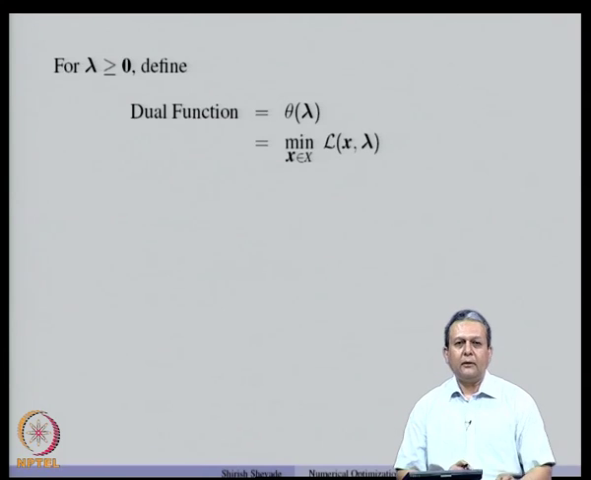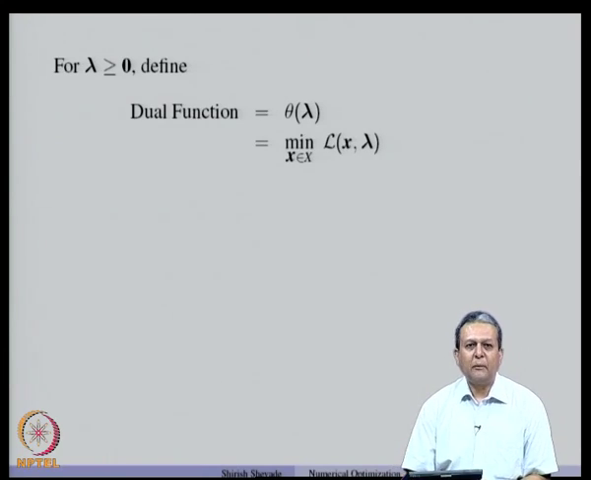Now, let us look at the dual problem. For that purpose, let us define the dual function. Let us take lambdas to be greater than or equal to 0. The dual function, let us define it as theta lambda, is a max-min problem. The dual function is the minimum of the payoff function over the variable x, the minimum of L(x, lambda), where L is the Lagrangian function over the set X, and lambda is non-negative.